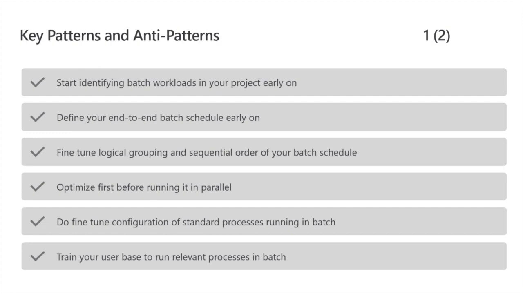Do fine-tune the configuration of standard processes running in batch as well. So it's not only about your custom code and your custom batch-enabled workloads, but as you tune code and design of your custom batch processes, you also want to fine-tune configuration of standard processes like release to warehouse, invoicing, or DMF with bundling, or even things like the index maintenance jobs. You want to fine-tune the execution and runtime of such.